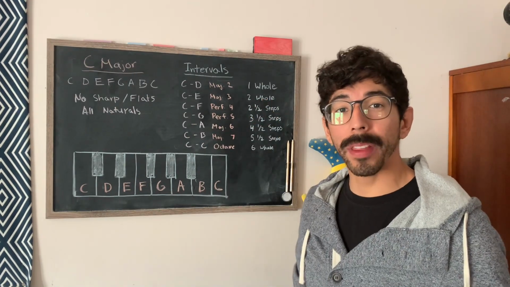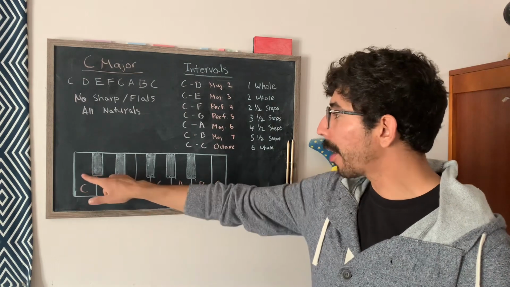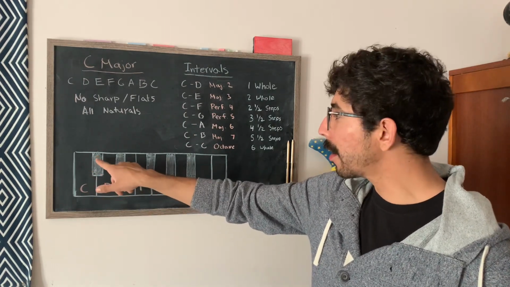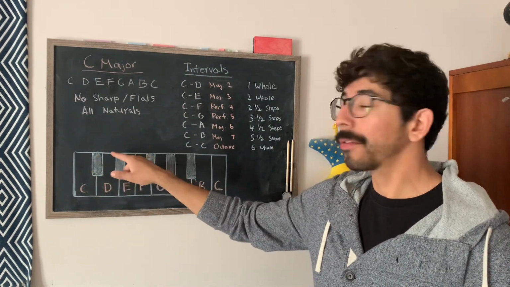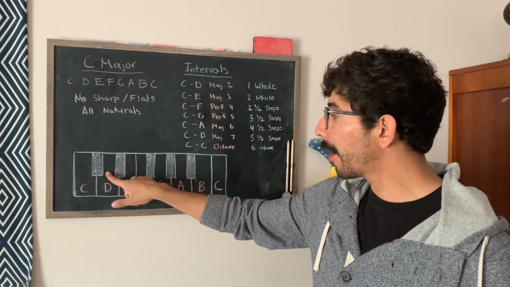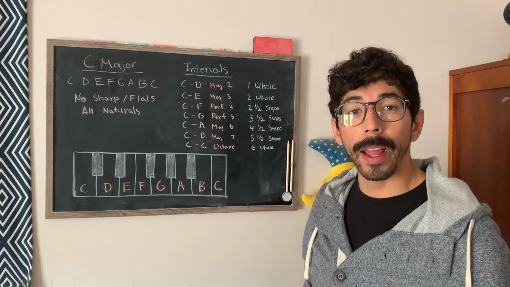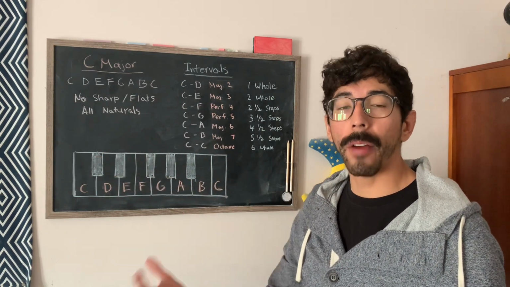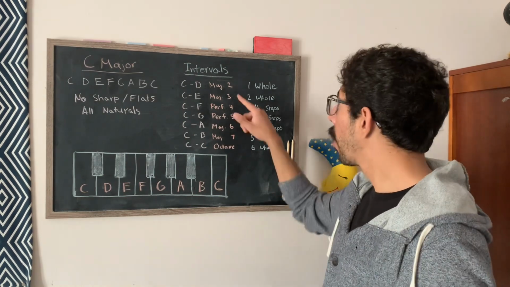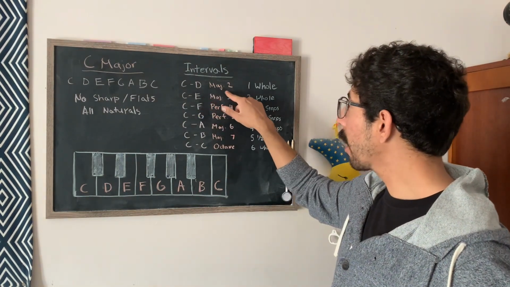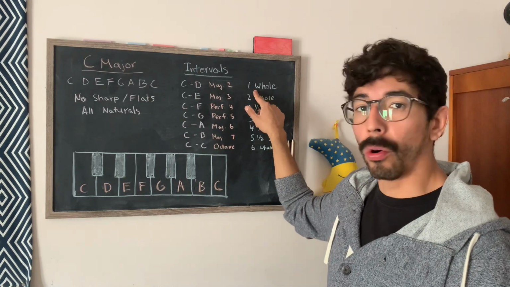A half step would be the next note over. If I'm starting at C, the next note over would be C sharp. C sharp isn't in the key of C major, so we'd have to jump another half step to D natural, and that is one whole step because a half and a half is a whole. So from C to D is a major second, or the distance of one whole step.